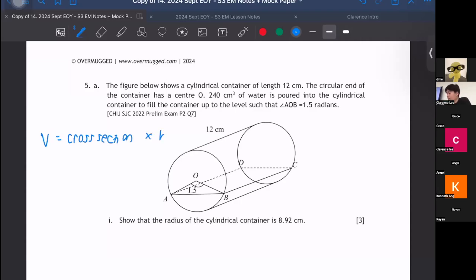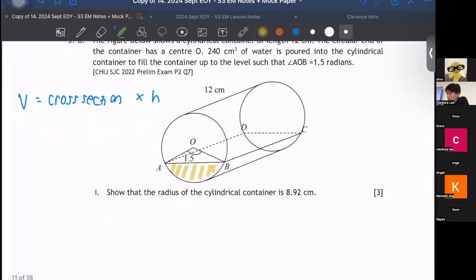times my height. Cross-section area means what? If you were to cut this cylinder into half, you will still see the same area, which is my circle. So in this case, my cross-section area for the water is this shape over here. And before you come and tell me that this is a semicircle, do we know that this shaded area is a semicircle? No, right? So we cannot assume. So therefore, the safest way is to use my arc minus my triangle.